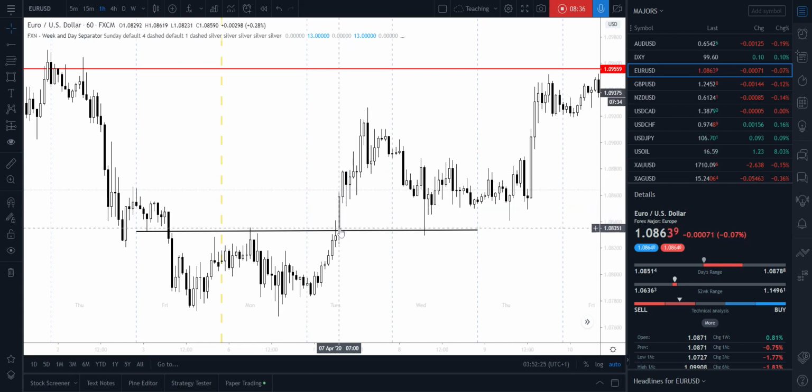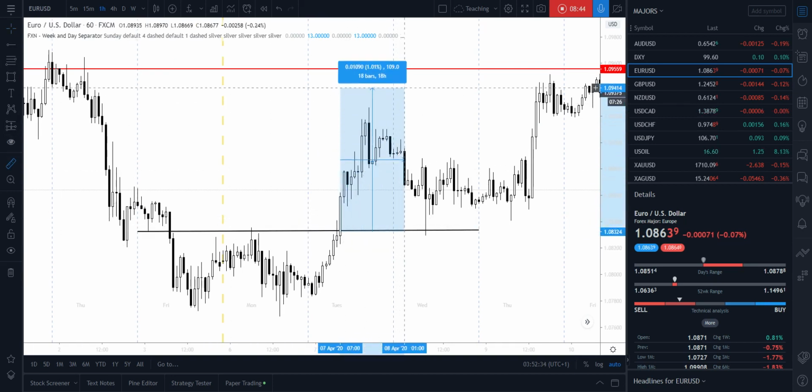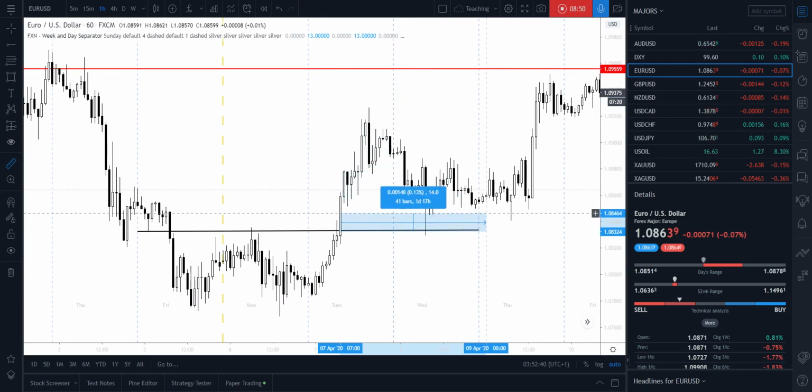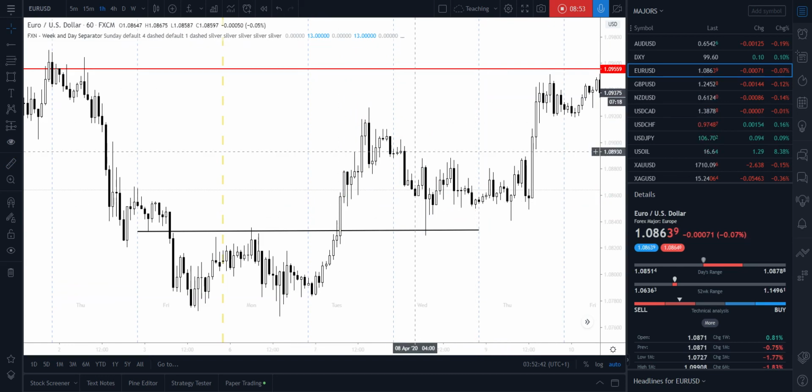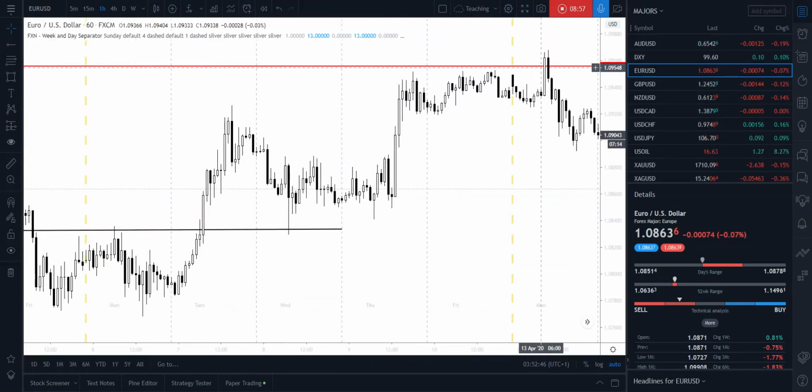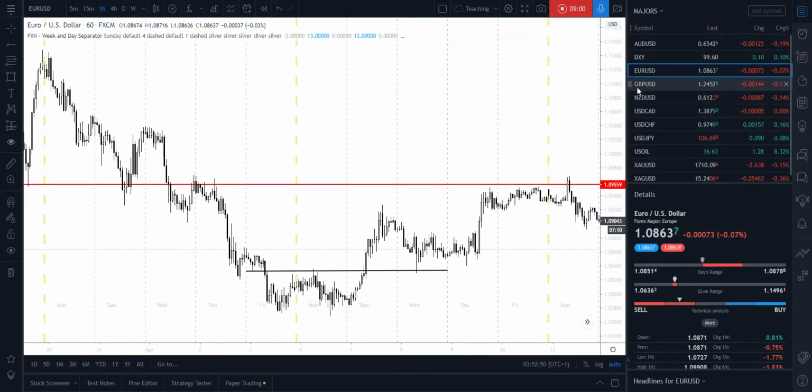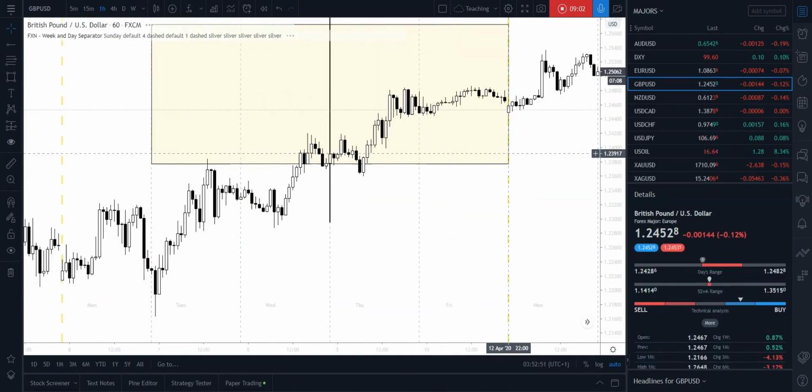So from here you have a trade to there. How many pips is that? Over 123 pips. Okay, next day we did retrace back down to that same level, and then we hit it perfectly. Okay, let's go back to the pound.